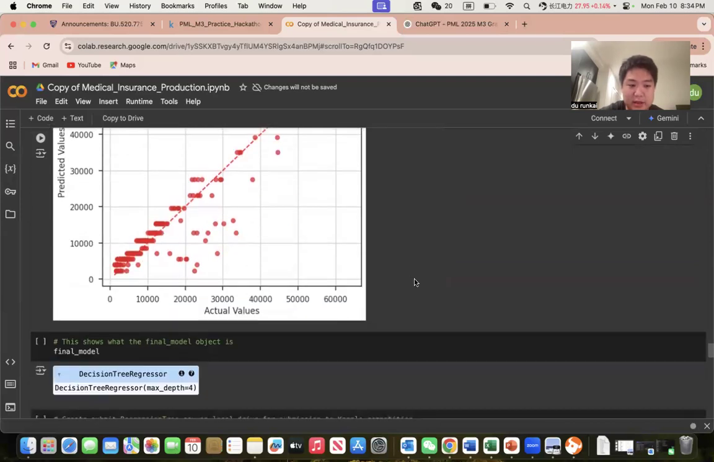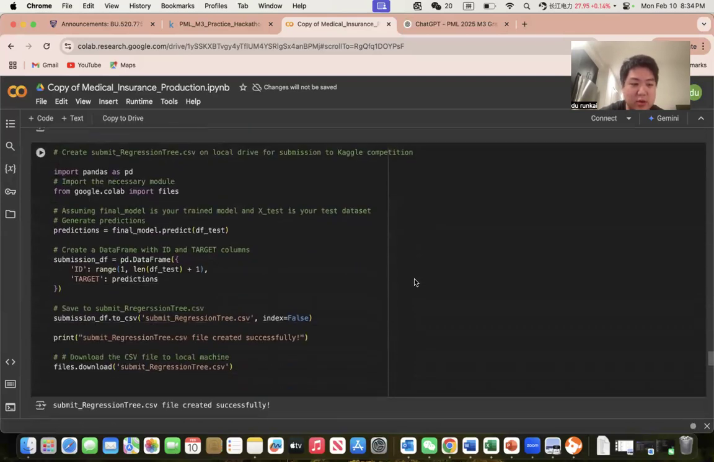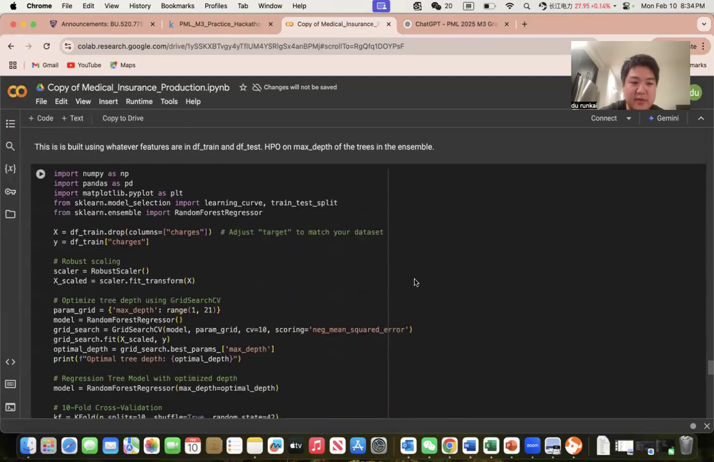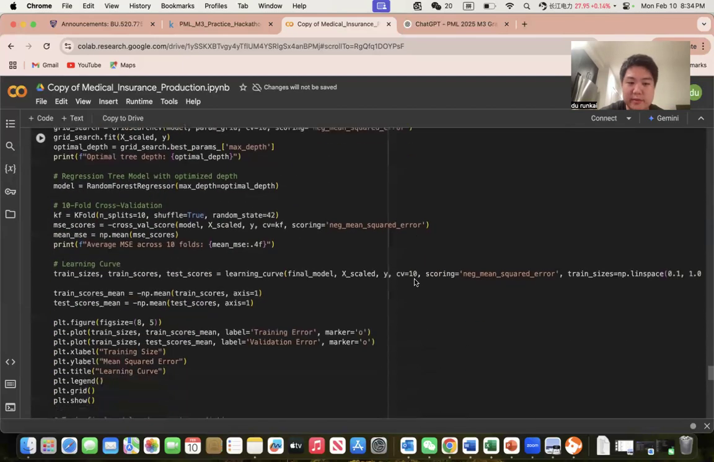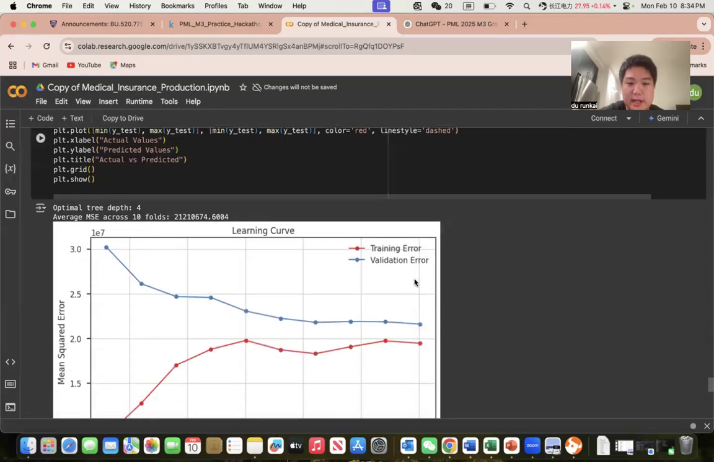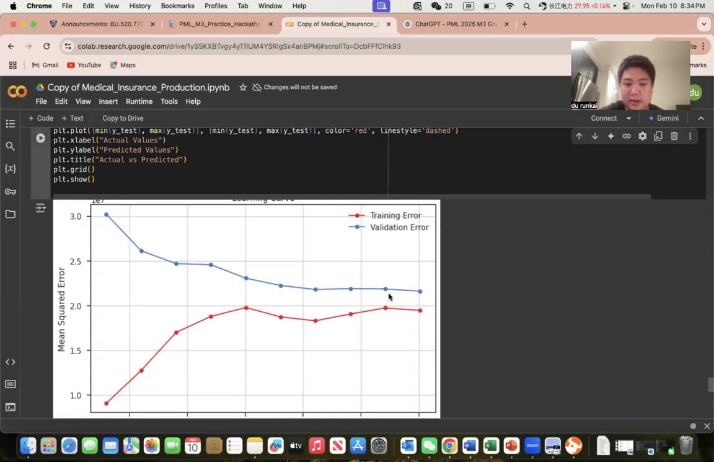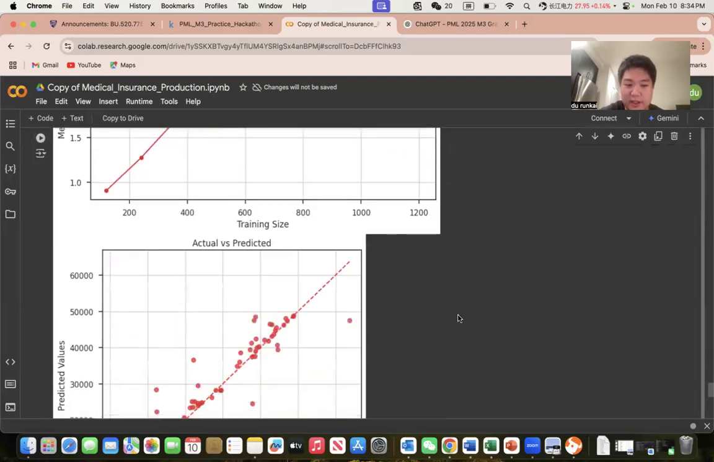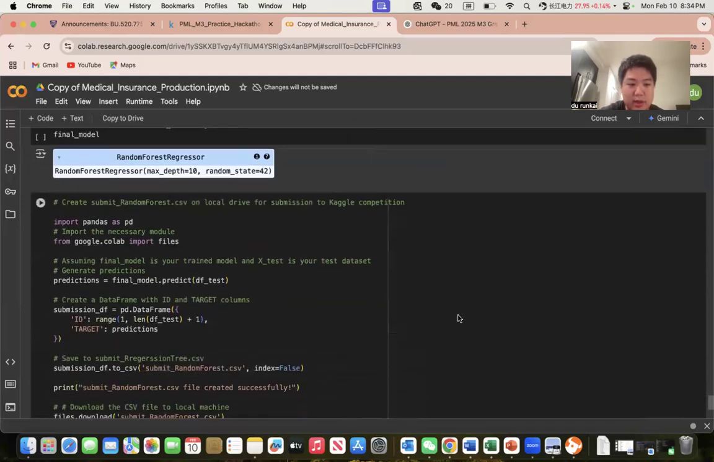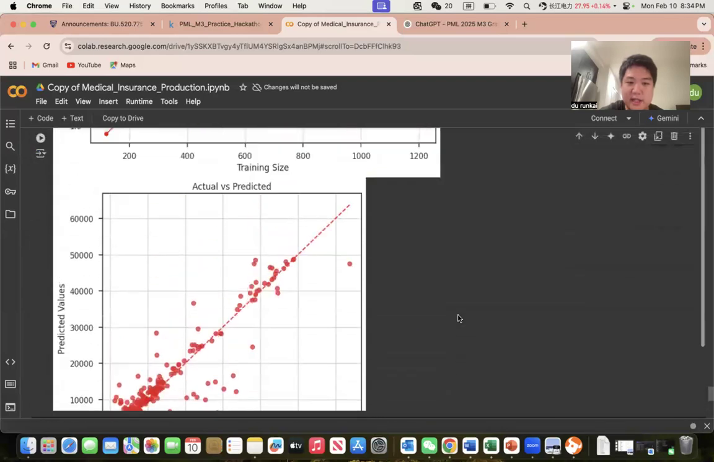Actual versus predicted, sounds good. The final model is exported to CSV. For the random forest tree model, same way, and the depth is still 4, and here the MSE is 2121. And it's underfitting, not overfitting. That's good. We export it to the CSV, and that's all.